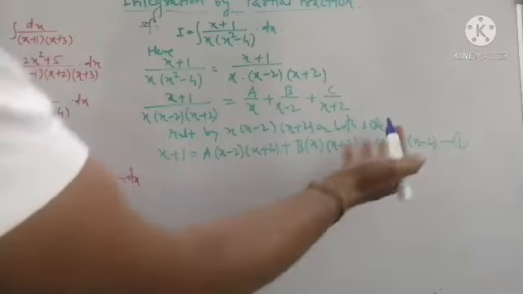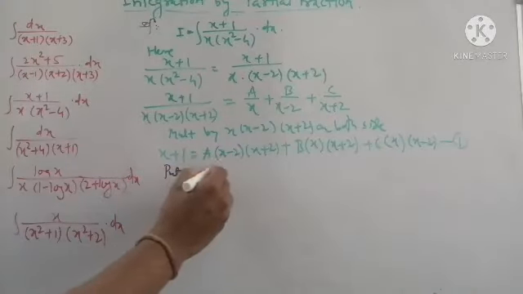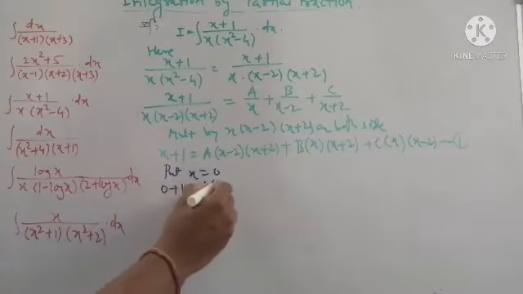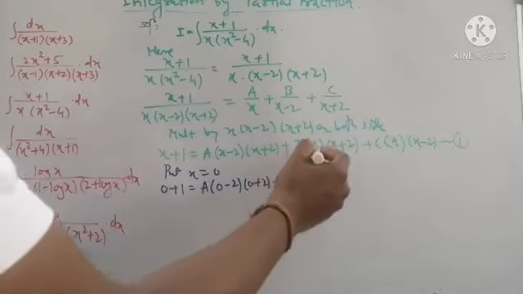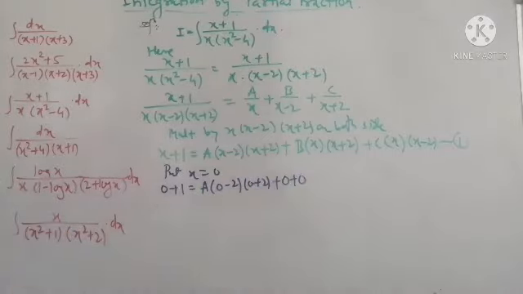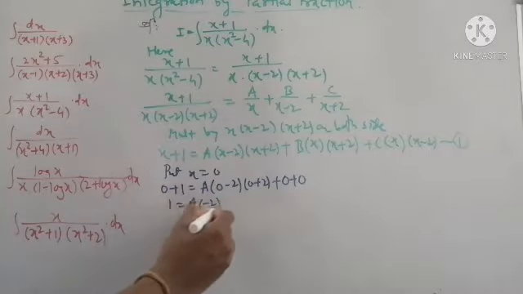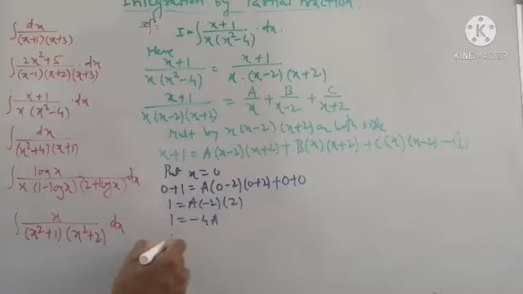As b and c contain the common factor x, we put x as 0. So on the left hand side 0 plus 1 is equal to, on the right hand side, a into the bracket 0 minus 2 and the second bracket 0 plus 2. The terms of b and c become 0. So 1 is equal to a into minus 2 into 2, so 1 is equal to minus 4a. So the value of a will be minus 1 upon 4. You can simplify this and understand it.